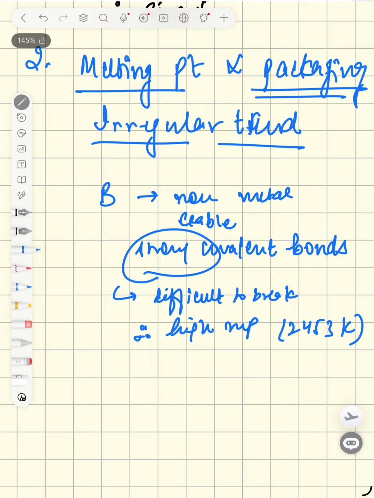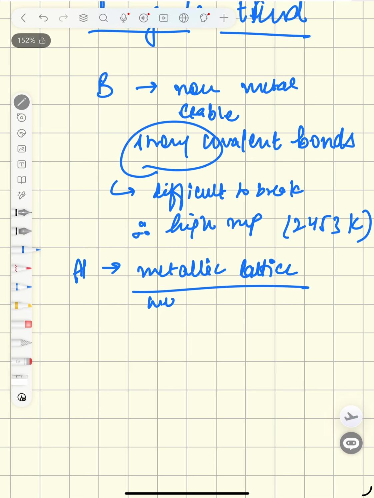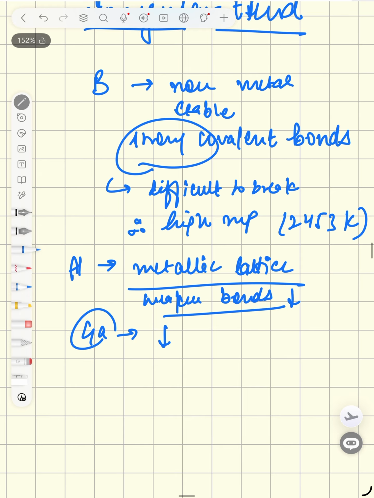Right? Then the rest of the elements are metals. Aluminium is a metal. Transition from a non-metal to a metal. It has a metallic lattice. Comparatively weaker bonds are present, therefore the melting point will decrease. Weaker bonds, therefore melting point decreases. Same goes for gallium. Again, weak bond, melting point decreases.